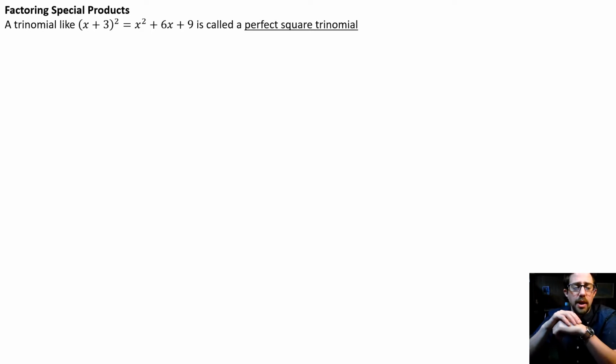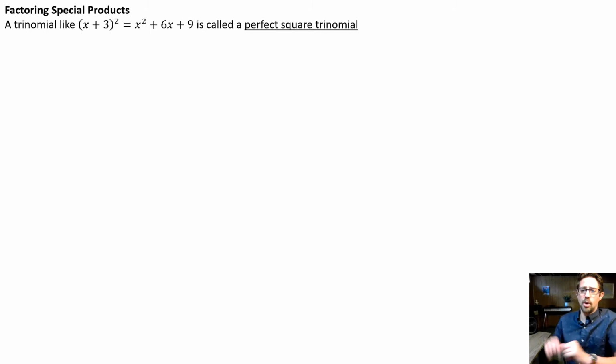So here's the first one. x plus 3 squared, remember, is not x squared plus 3 squared. It's x plus 3 times x plus 3. So when you FOIL that out, and we've seen this before, you actually get x squared plus 6x plus 9. Okay, and that has its own name. It's called a perfect square trinomial. You can probably see why, because it's the square of a little linear binomial like this.